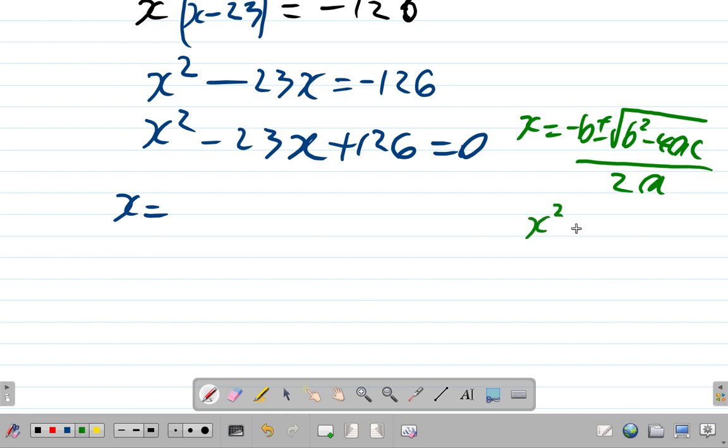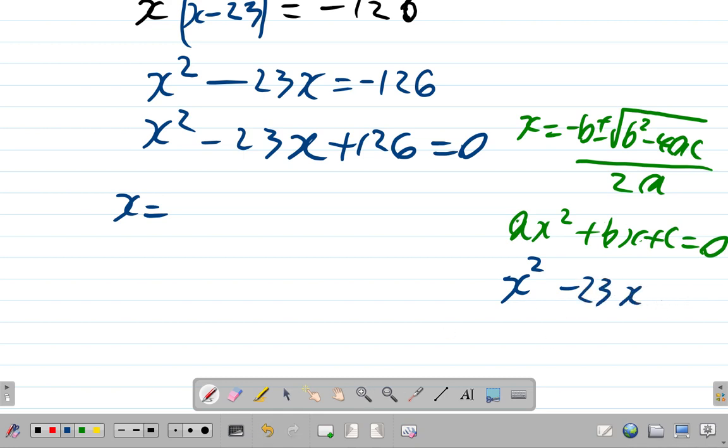This is saying x squared minus 23x. Alright, let's write the general form of the quadratic equation first. It says ax squared plus bx plus c equals 0. This is saying x squared minus 23x plus 126 equals 0.